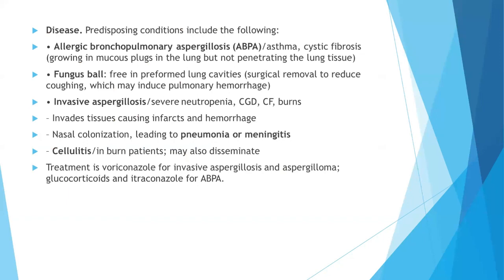Disease predisposing conditions include the following: allergic bronchopulmonary aspergillosis, asthma, cystic fibrosis, fungus spores, and preformed lung cavities. Invasive aspergillosis may be a presentation. It invades the tissue causing infarcts and hemorrhage, and there is nasal colonization leading to pneumonia or meningitis. Patients with burns may also disseminate. Treatment is voriconazole.